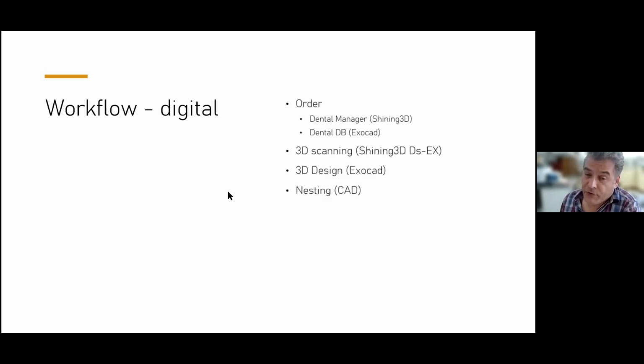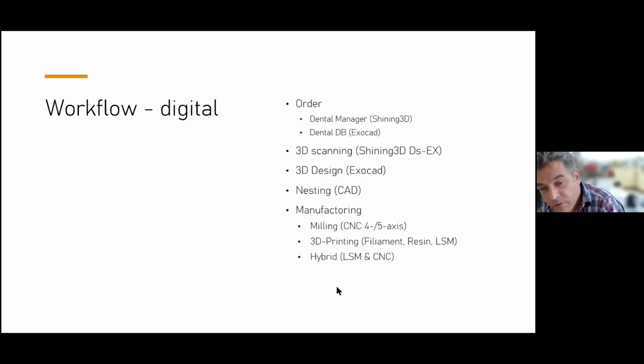After that we have to do the nesting of our designed objects in the CAM software. And then we have the manufacturing part. We mill it on a CNC 4 to 5 axis. We can 3D print our objects with a filament printer, a resin printer, or laser melting. And we also have the hybrid between laser melting and CNC. And definitely after, we need to finish our crown.